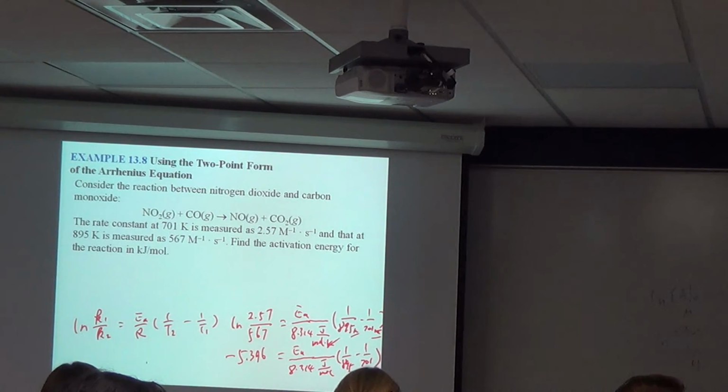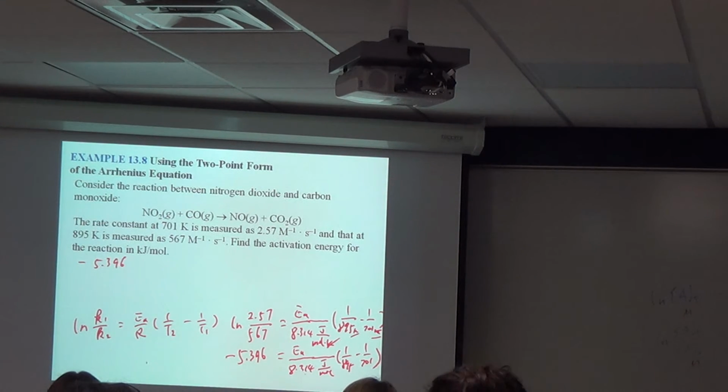Alright, so you see the calculation. You have this negative number, and you will also get a negative number from the right side, so all those come out, right? So we have a negative 5.396. Okay. Now let's multiply this by 8.314, which has a unit joule per mole. Okay. Now on the right side, let's keep that number. Now we just calculate these two by subtracting.